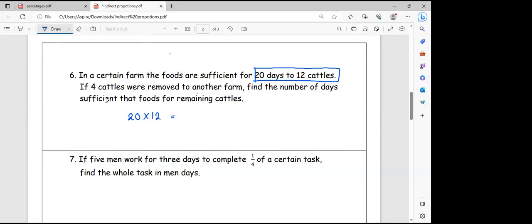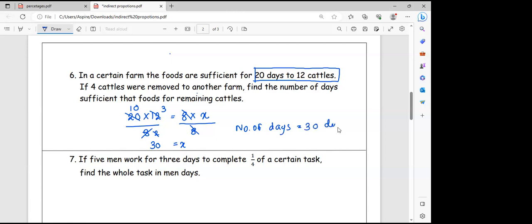This is equals to, when 4 cattle removed, now it's remaining how many cattle? It is 8 cattle. Then number of days, if I take it as x, then to find the x, divide both sides by 8. Then 12 divided by 4, it's 3. 8 divided by 4, it's 2. 20 divided by 2, it's 10. Then 3 into 10, it is 30. Then x equals to 30. That means number of days equals to 30 days.